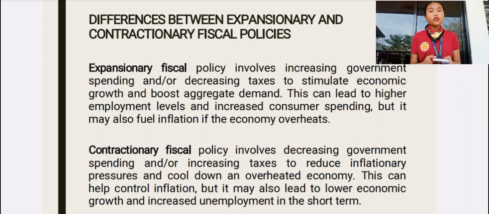While contractionary fiscal policy involves decreasing government spending and or increasing taxes to reduce inflationary pressures and cool down an overheated economy. This can help control inflation, but it may also lead to lower economic growth and increased unemployment in the short term.